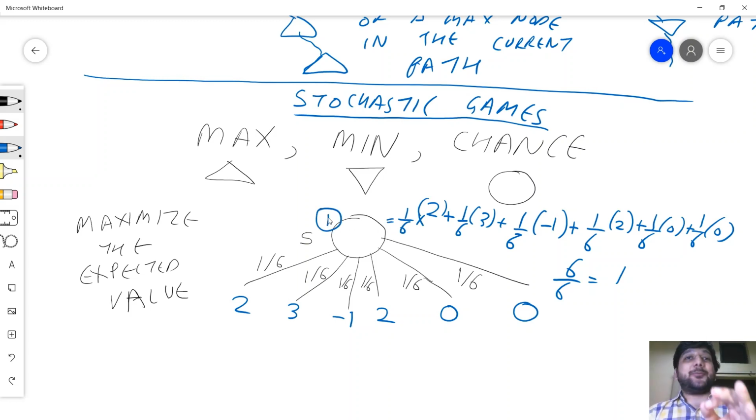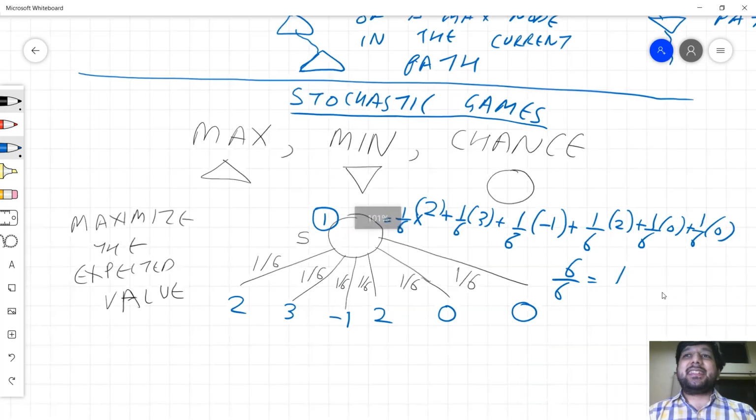It doesn't mean you will get 1. In fact, you can never get 1. You will either get 2, 3, minus 1, 2, 0 or a 0. You'll never get 1, that's for sure. 1 doesn't exist. God will select one of the branches, but God cannot magically give you 1. So this, of course, by mathematics means that if the game is played infinite times and the returns of all the infinite times are averaged out, the average return will be a 1. That's all that it means.